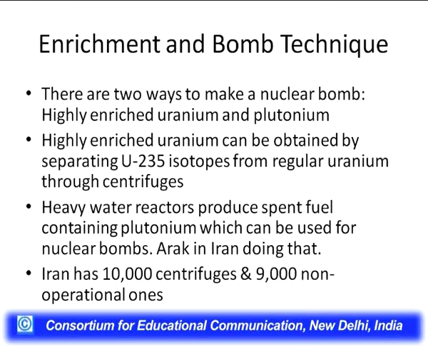The second is through the heavy water reactors, as I mentioned earlier. Heavy water reactors produce spent fuel containing plutonium, which can be used for nuclear bombs. And Arak, as I told you, which Iran is using, has the capacity to produce that plutonium. So that reactor is again to be kept under surveillance. The IAEA inspectors will keep an eye on this particular heavy water reactor. And again, as I told you, Iran has 10,000 centrifuges and 9,000 are non-operational ones.